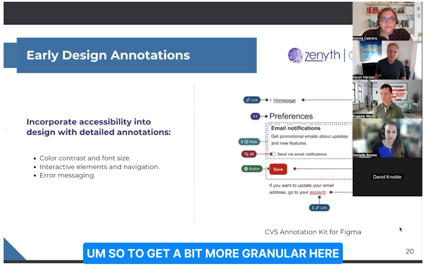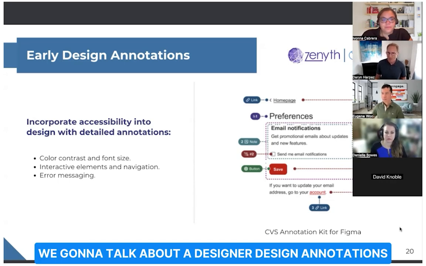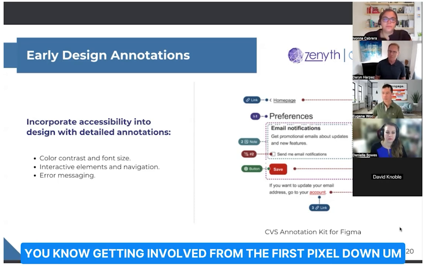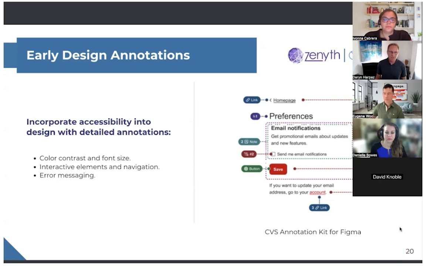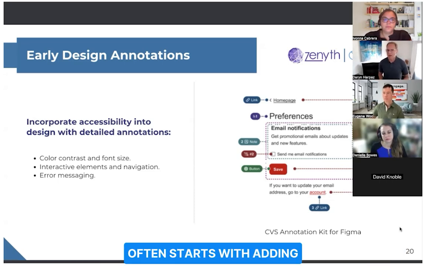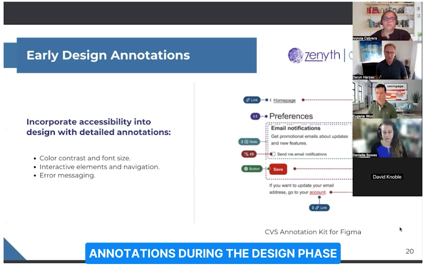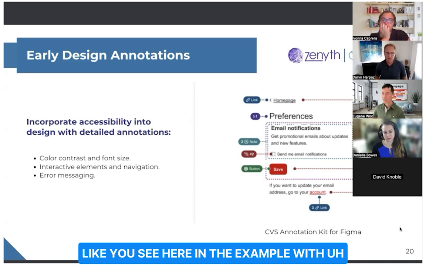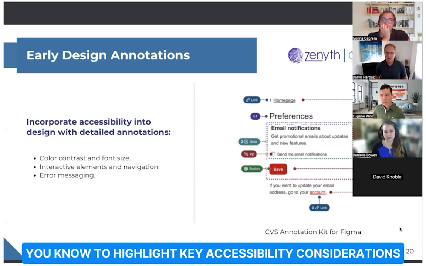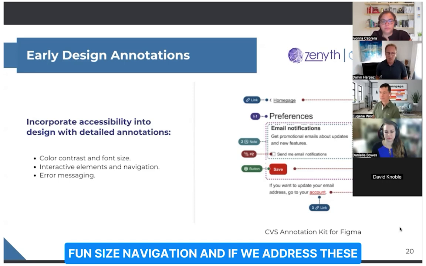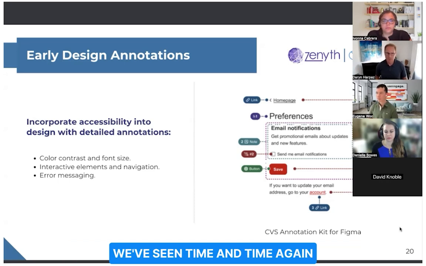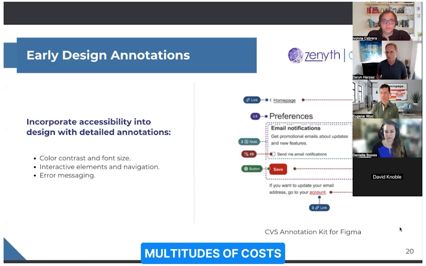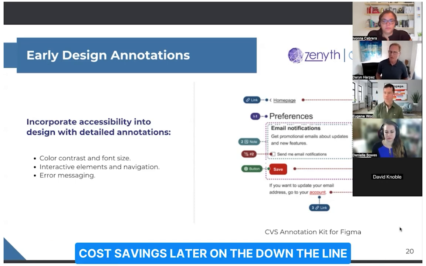So to get a bit more granular here, we're going to talk about design annotations early on. I like to think of this as getting involved from the first pixel down. Shifting left with accessibility often starts with adding annotations during the design phase. So essentially, this just means marking up the designs like you see here in the example, to highlight key accessibility considerations like color contrast, font size, navigation. And if we address these early, we've seen time and time again, we prevent costly rework by multitudes of cost savings later on down the line.